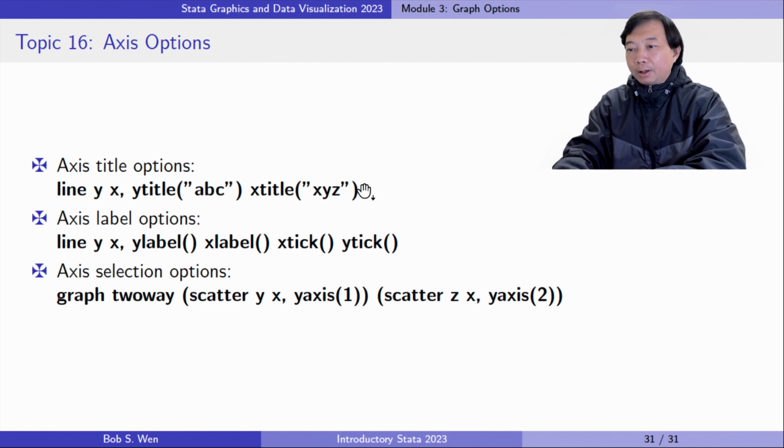Using the axis label options, we can control the placement and look of labels and ticks on the y-axis and the x-axis. We often use the ylabel, xlabel, ytick, and xtick options. For instance, the xlabel option specifies the values to be ticked and labeled along the x-axis. The xtick option specifies the values to be ticked but not labeled along the x-axis.